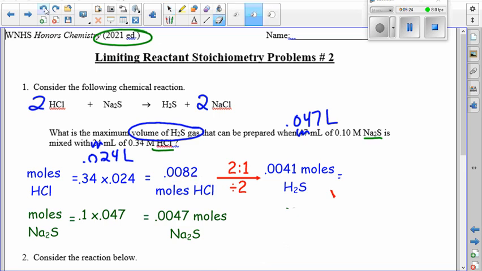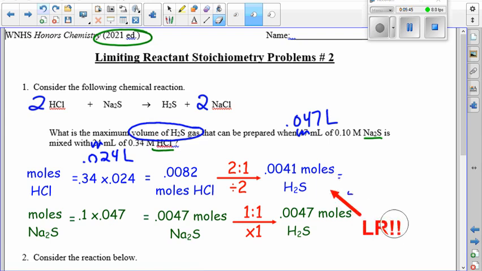So if I want to convert my sodium sulfide moles into hydrogen sulfide, this is a 1-to-1 ratio now. And that means I have enough sodium sulfide to make 0.0047 moles of hydrogen sulfide. Now that we have two identical units, moles of hydrogen sulfide for both our reactants, it becomes clear, oh, this is a smaller number, and therefore that's our limiting reactant.